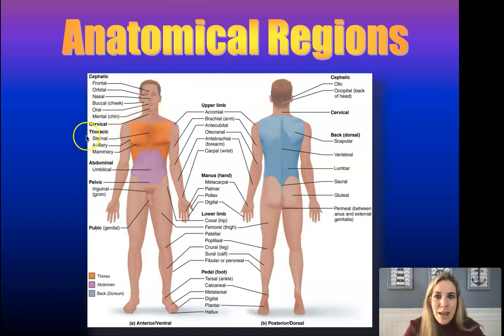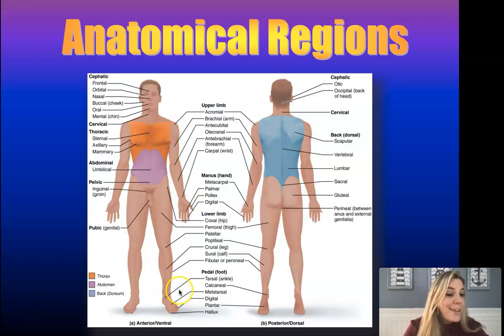Cervical refers to the neck. Thoracic refers to the upper part of the torso. Abdominal refers to the abdomen. That one's easy. Pelvic refers to kind of this region around here that includes the groin. Pubic is specifically to the genital area. You have your upper limb. You have your lower limbs, which are your legs. So upper limbs would be the arms. Lower limbs are your legs.